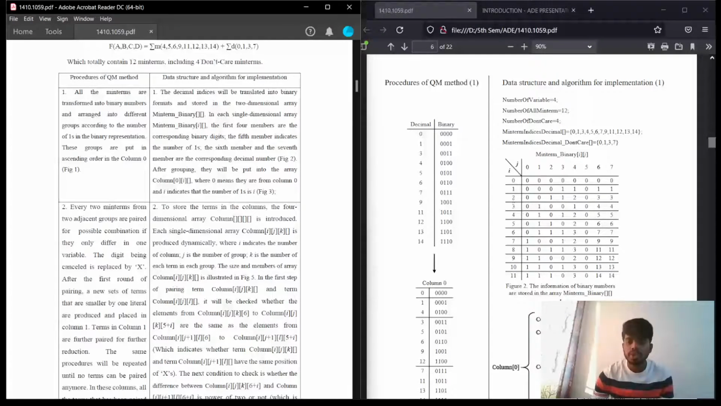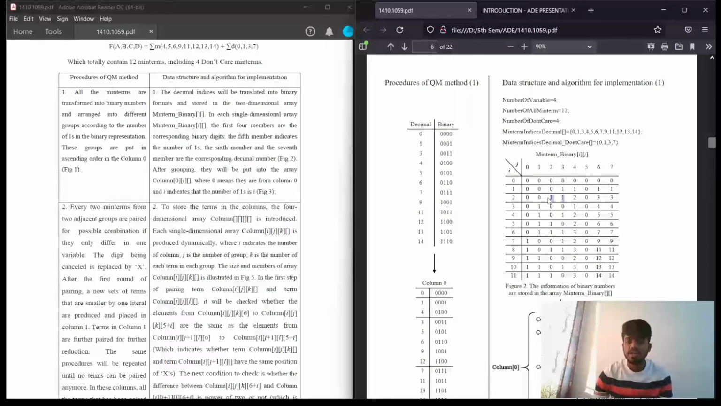So when we come over here, suppose we want to represent 3. So 3 is, in ascending order, the third min term. So let's come over here. This is where we represent the third min term, right? The corresponding binary digits of 3 are 0 0 1 1. These binary digits are represented. And in the fourth column, we have the number of ones in 3. The number of ones in 3 is 2, so we represent it as 2. And the fifth is 0. And in the sixth and seventh columns, we represent the corresponding decimal number, which is 3, and the seventh column also is 3.